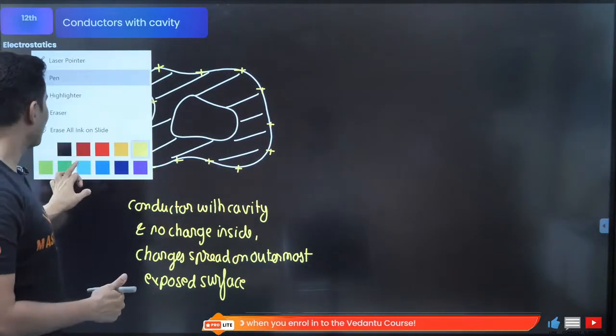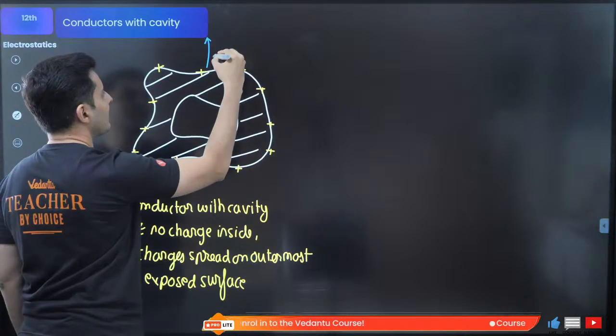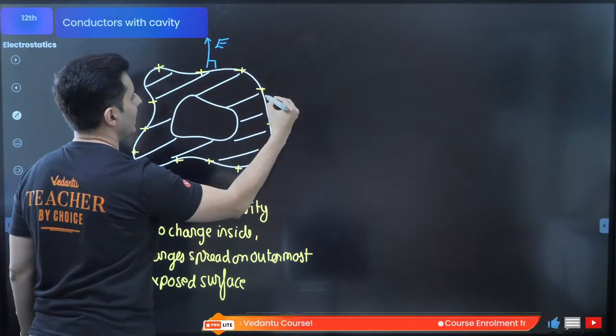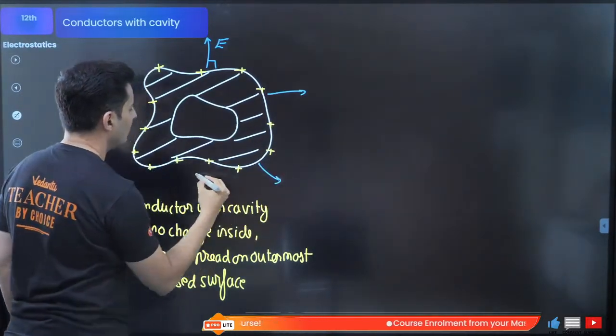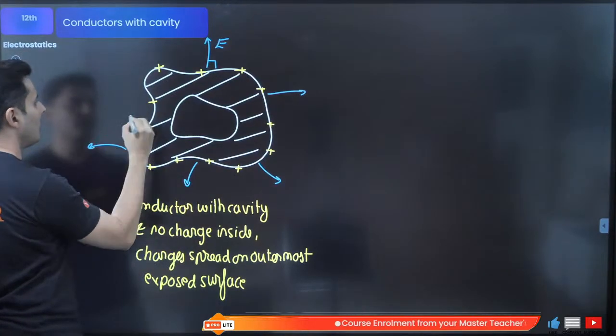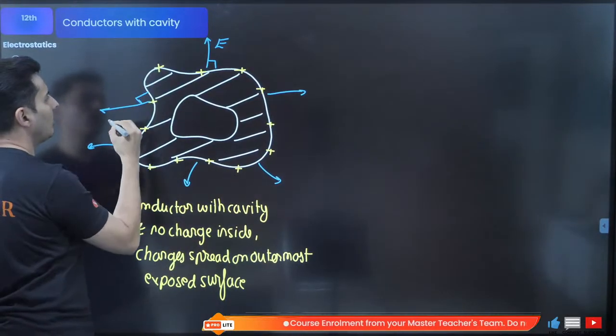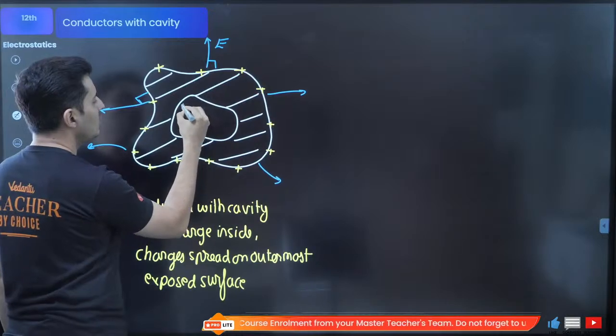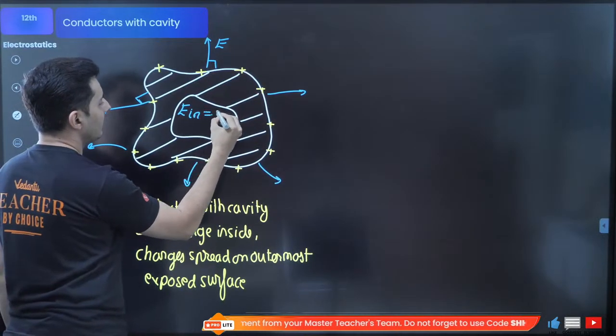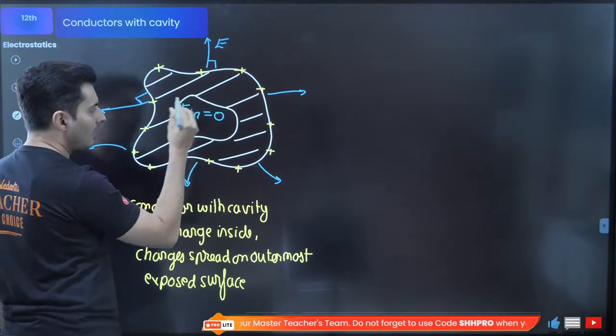Not just that, you will also see field lines as usual, only outside, nothing else. Here you will have field lines, here also you will have field lines, that's it. These are all perpendicular. There will be no field inside the conductor or even the cavity.